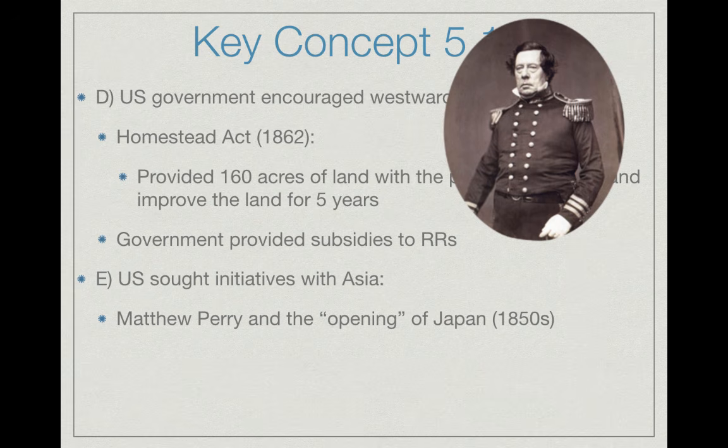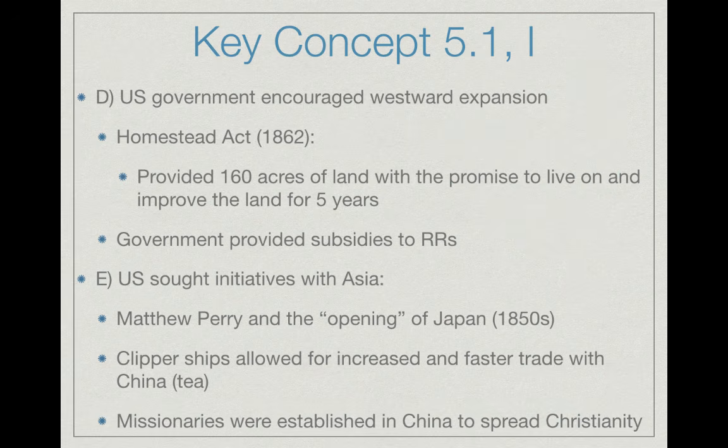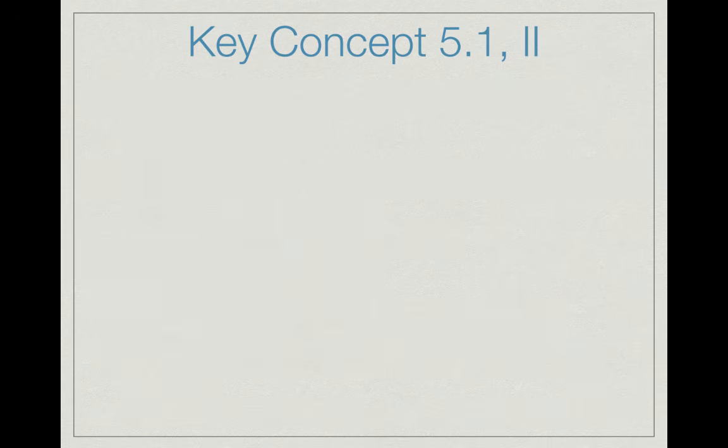And the U.S. begins trading with Japan, and clipper ships emerge, and these allow for faster trade with other countries, in particular China, which the U.S. sought to trade tea with. And missionaries were established in China to spread Christianity also.